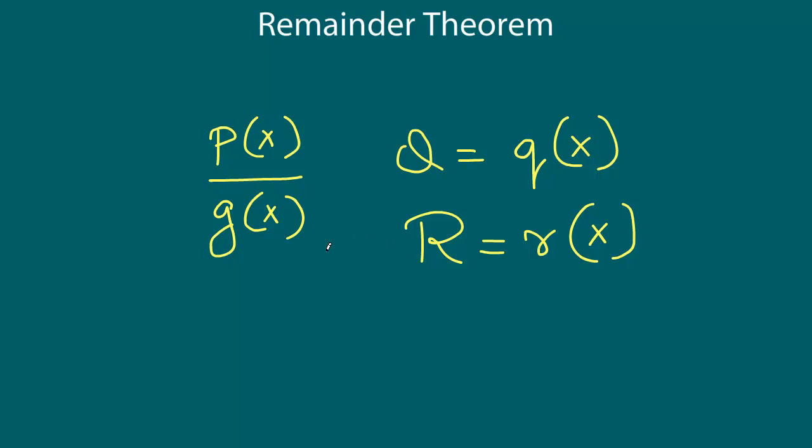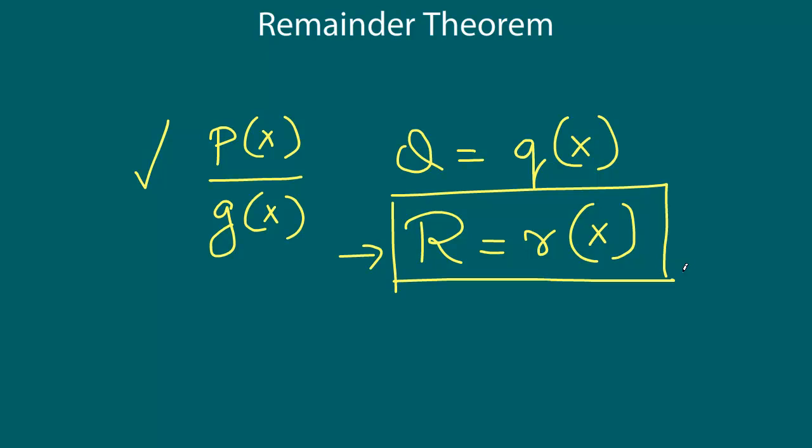The remainder theorem tells us that without doing the actual long division, we can simply find out the remainder. Again, let me say this one more time. The remainder theorem tells us that without doing the long division, we can very simply find out the remainder. So let's take a look at what the remainder theorem is.